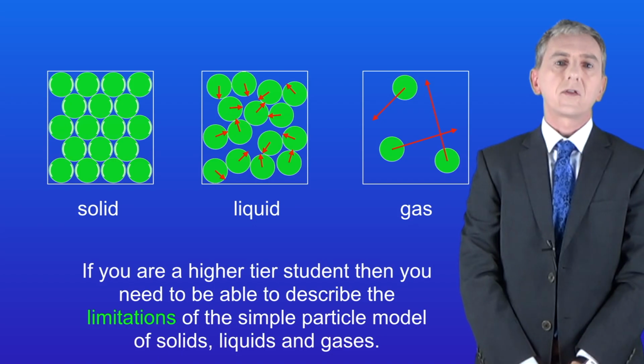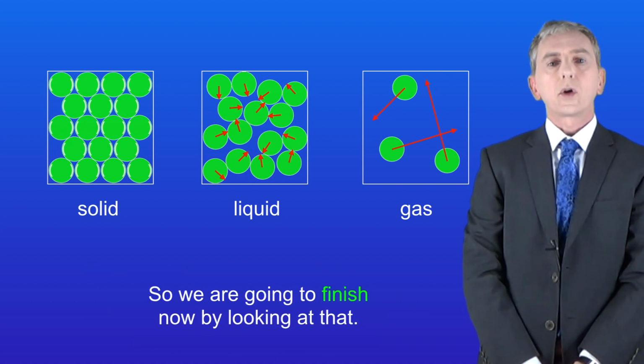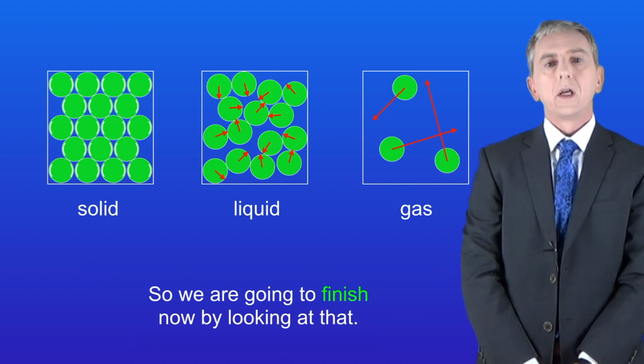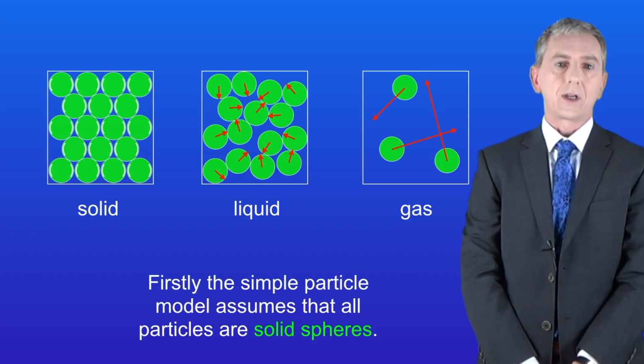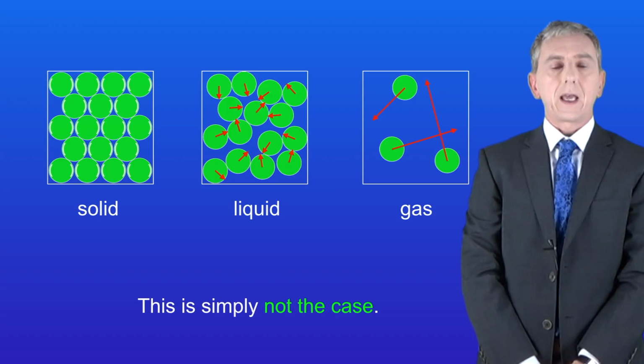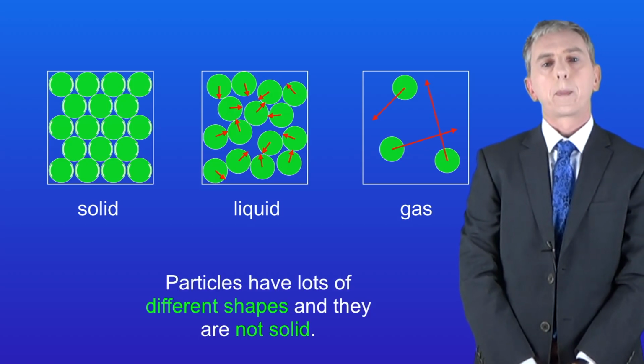Okay, now if you're a higher tier student, then you need to be able to describe the limitations of the simple particle model of solids, liquids and gases. So we're going to finish now by looking at that. Firstly, the simple particle model assumes that all particles are solid spheres. Now, this is simply not the case. Particles have got lots of different shapes and they're not solid.